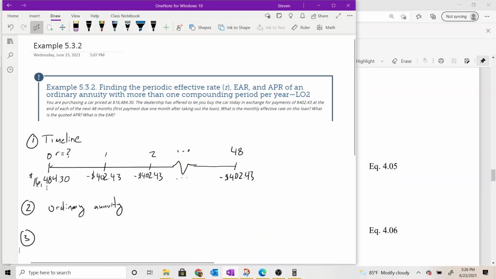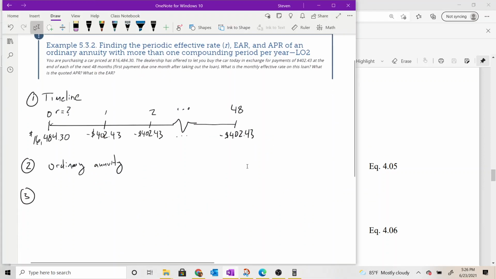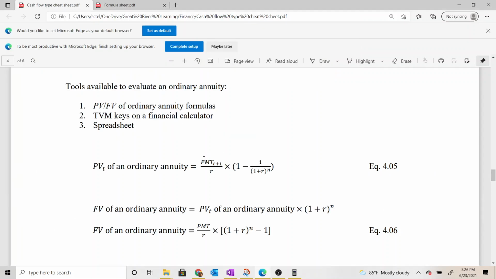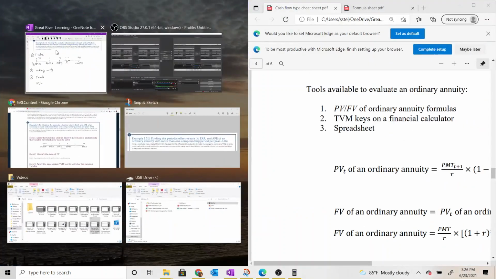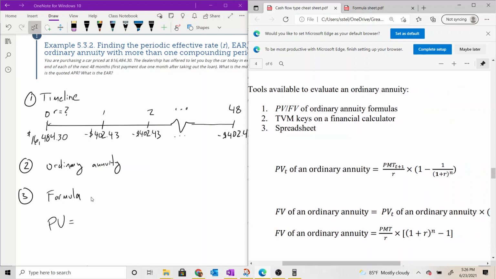We know the loan amount. So if we were going to use the formulas, we would select the present value of an ordinary annuity formula and plug in everything that we know. Let's just write it out so we can see what we're looking at here. We're not actually going to go through and solve it. The present value of an ordinary annuity is our payment divided by the interest rate times the quantity of 1 minus 1 over the interest rate. So we'll just have both of these up here so you can see that I'm just copying the formula.